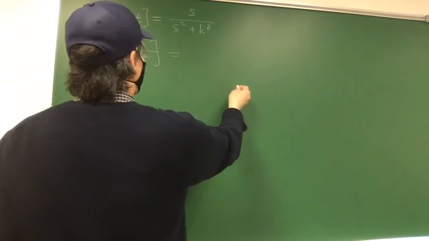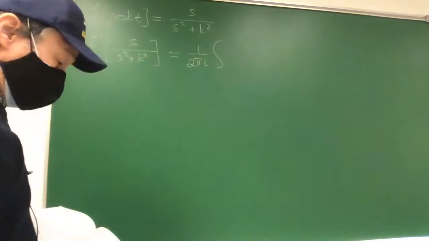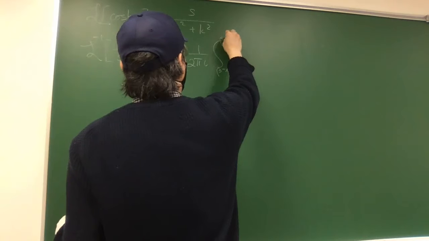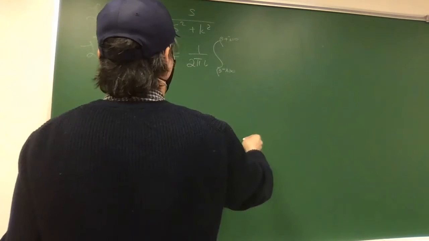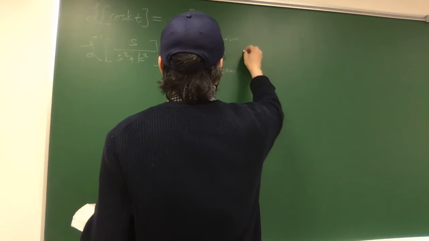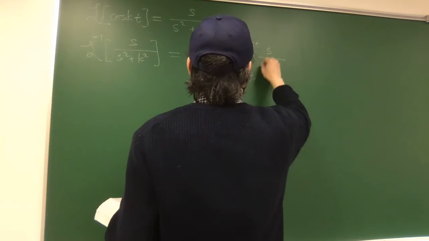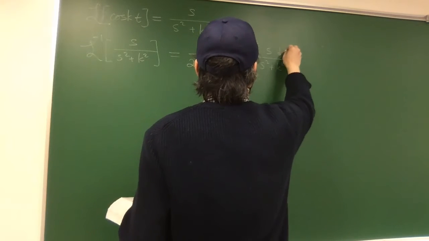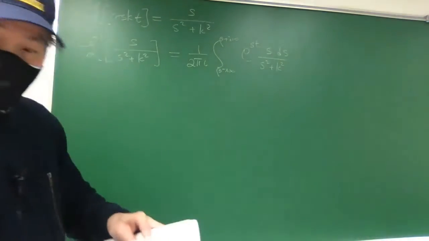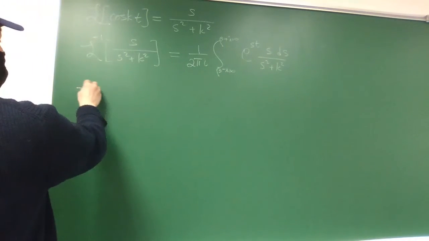We use the formula, right? You have 1 over 2 pi i, integrating from beta minus i infinity to beta plus i infinity, this function multiplied by an exponential function, e to the st. So that's the formula we're talking about. So let's try it.